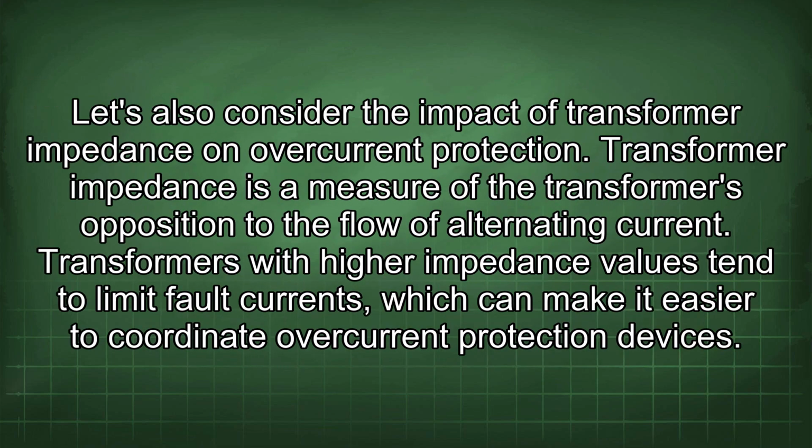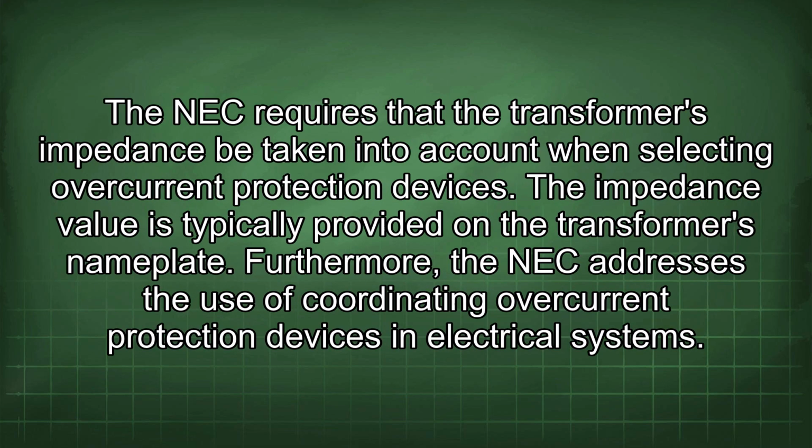Let's also consider the impact of transformer impedance on overcurrent protection. Transformer impedance is a measure of the transformer's opposition to the flow of alternating current. Transformers with higher impedance values tend to limit fault currents, which can make it easier to coordinate overcurrent protection devices. The NEC requires that the transformer's impedance be taken into account when selecting overcurrent protection devices. The impedance value is typically provided on the transformer's nameplate.